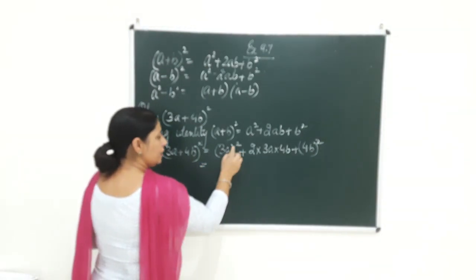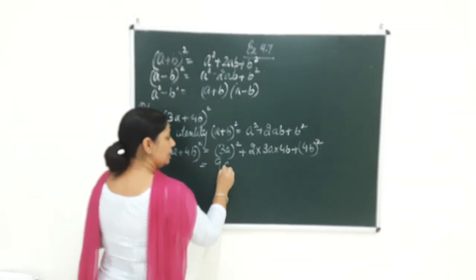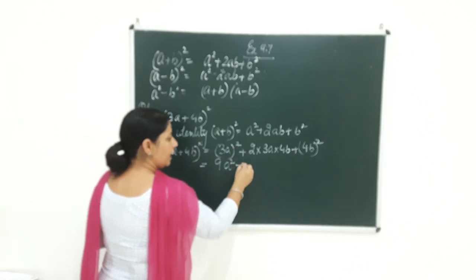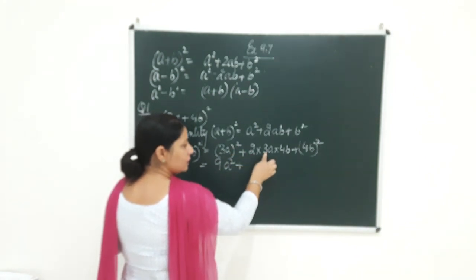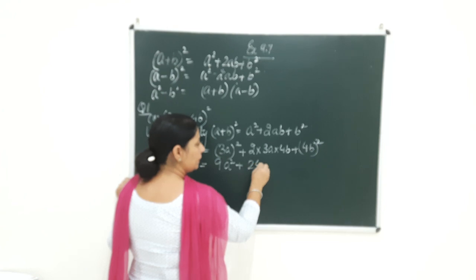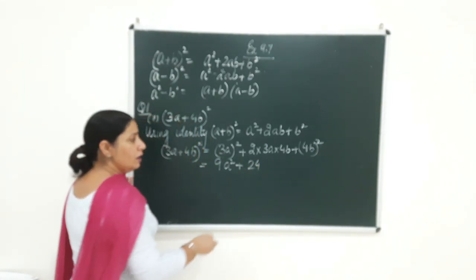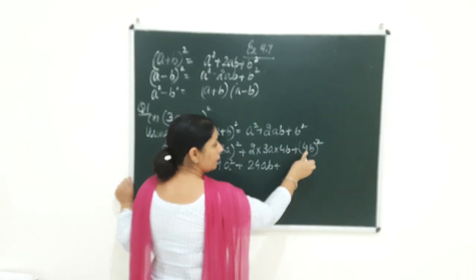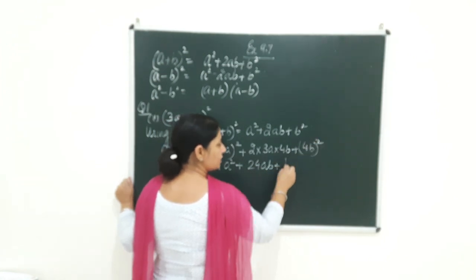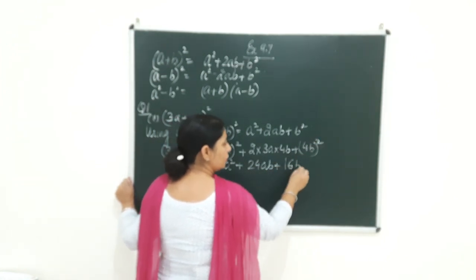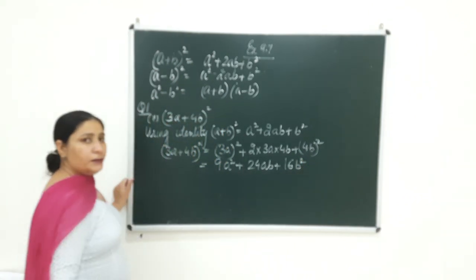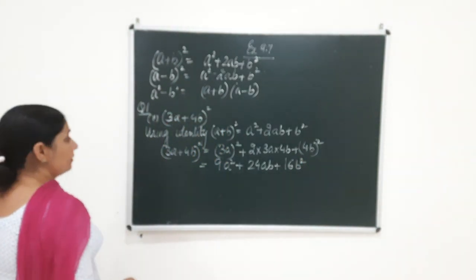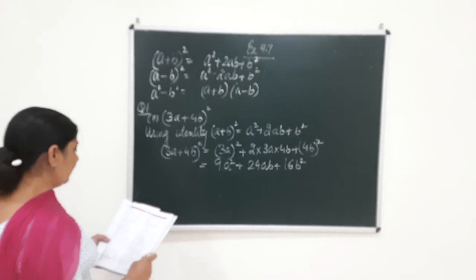What is 3 square? That is equal to 9a square, plus 2 3s are 6, 6 4s are 24. You will multiply all the constants first of all, and then you will multiply the variables and get ab. Now coming here, 4 4s are 4 square is 16 and b is equal to b square. Clear beta?